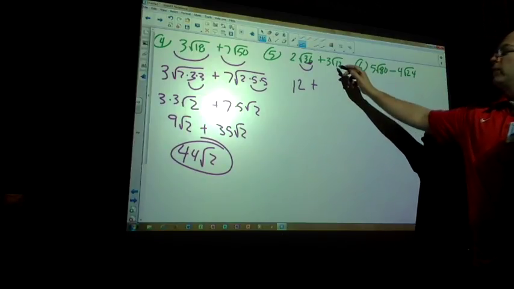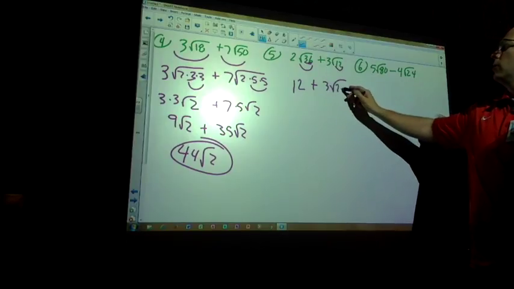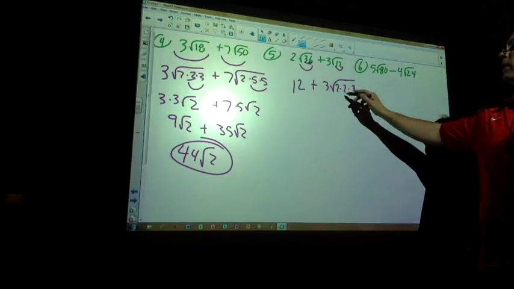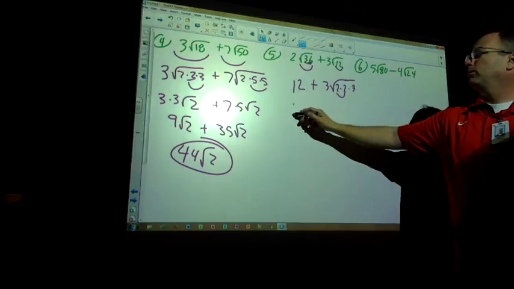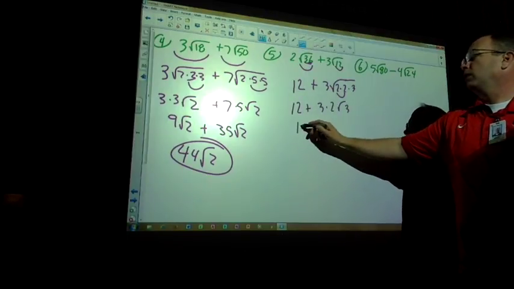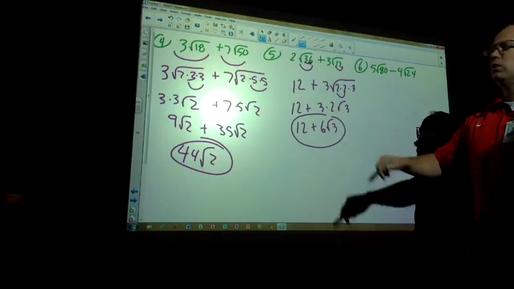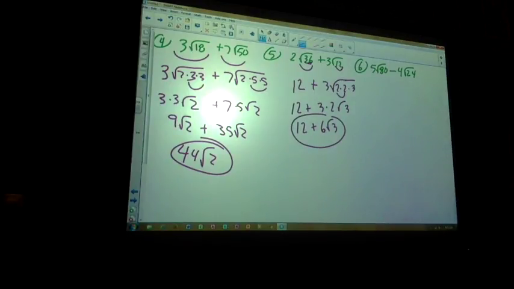So sometimes you might have to see if this is a perfect square. 12 is going to break down. We've done this before. So this is 2 times 2 times 3. Did I do that right? Yeah. So I'm going to take those out. So I get 3 times 2 root 3, which gives 12 plus 6 root 3. Can I combine those together? No, they're not the same. One's a radical; with the other, the radicals all get undone.